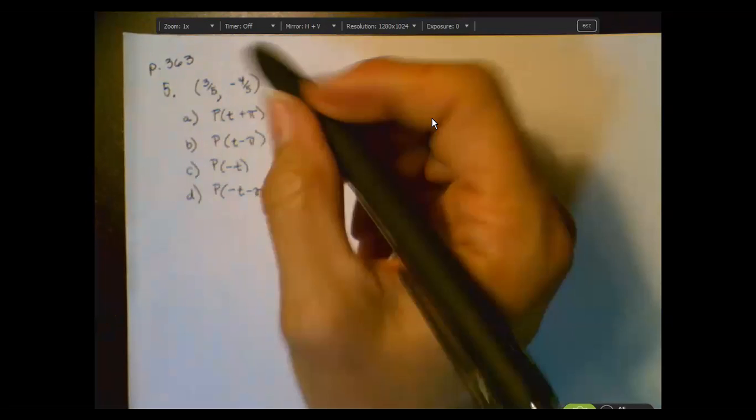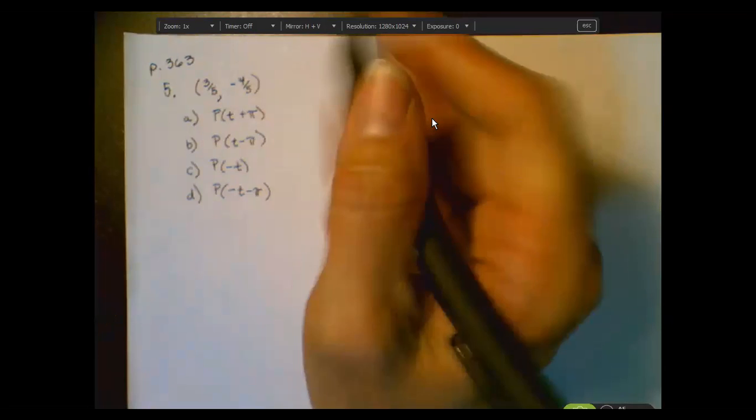In what quadrant does the point 3/5, -4/5 lie?